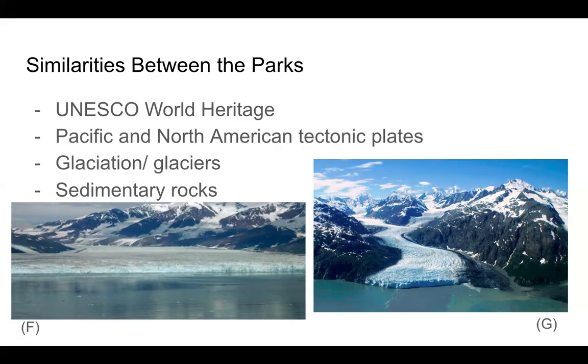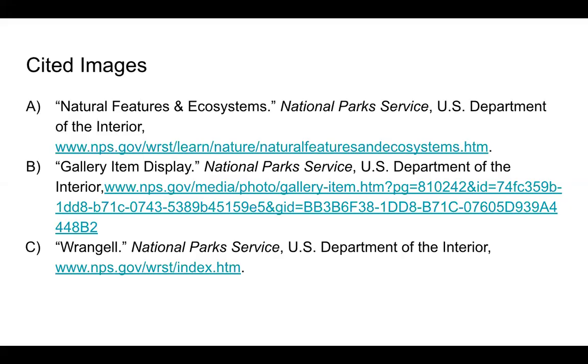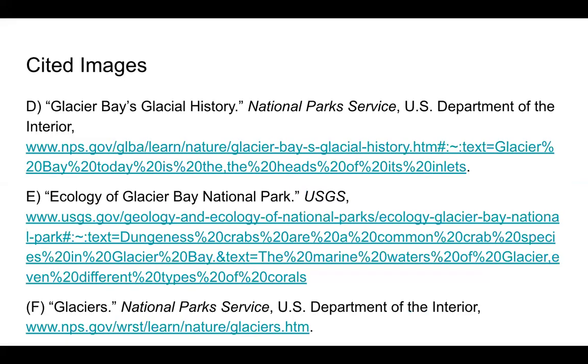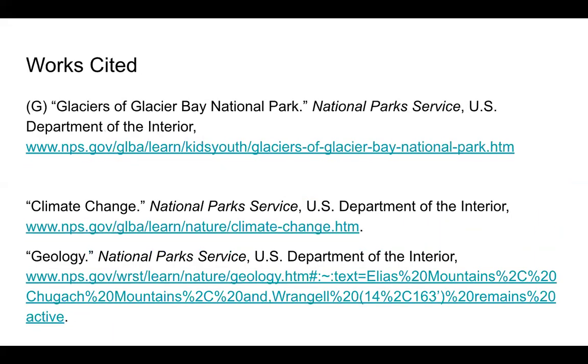Hubbard Glacier, to the bottom left, resides in Wrangell St. Elias National Park, and to the bottom right is Margerie Glacier, which is in Glacier Bay National Park. Here are my works cited pages for the images. And then my works cited page for my information.